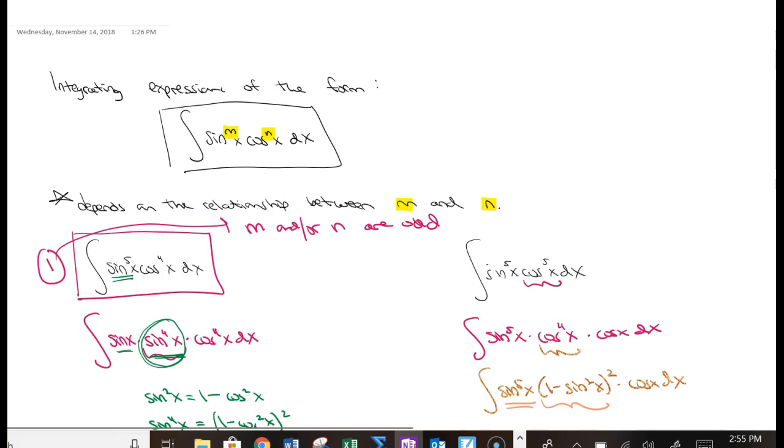Thank you. Okay, in this screencast, I'm going to go over integrating expressions of this form: sine raised to a power times cosine raised to a power. I'm going to only hold you accountable to one type, and the one type is going to be this. If the power of m and/or n is odd.